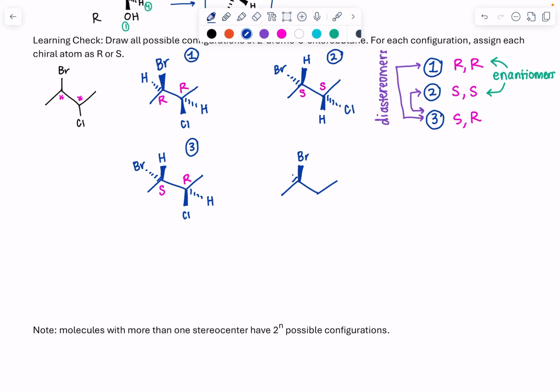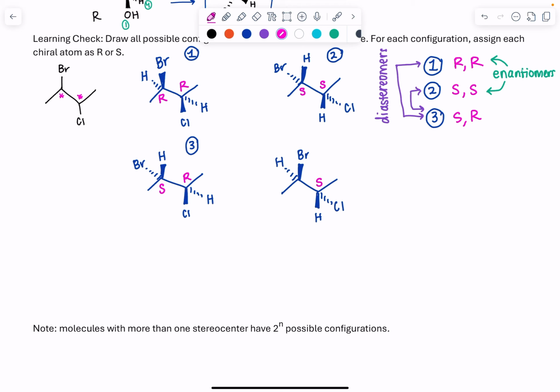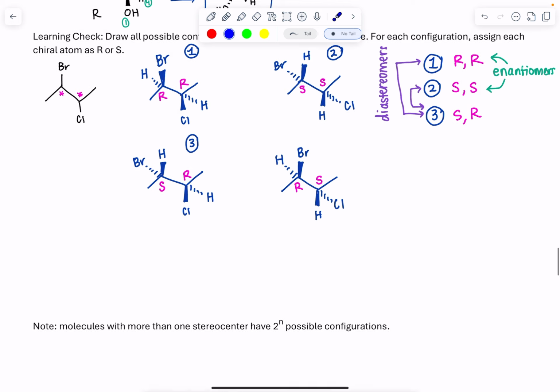So this is another possible combination. So I'm switching wedge and dash here. For the second chiral carbon, that makes it S. Right here, this looks the same as the second chiral carbon in structure 2. The first chiral carbon bonded to bromine is the same as the first chiral carbon in configuration 1. So this is 4. So again, adding to our list, 4 is R and then S.